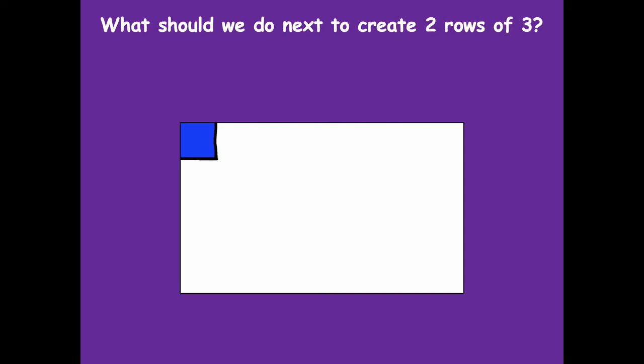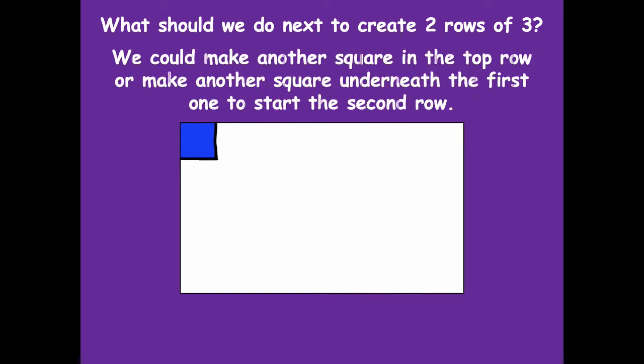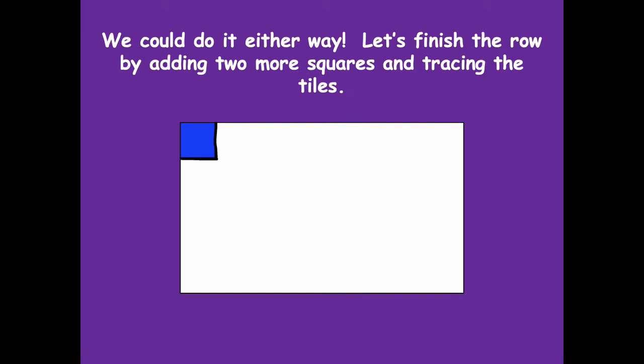What should we do next to create 2 rows of 3? Well, we can make another square in the top row, or make another square underneath the first one to start the second row. We could do it either way. Let's just finish the row by adding 2 more squares and tracing the tiles. Here's one more. We're going to trace the ends. Then I'm going to add my second one and trace the sides. Now I have my 3 squares in my first row.